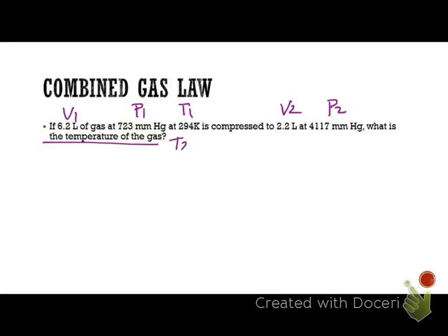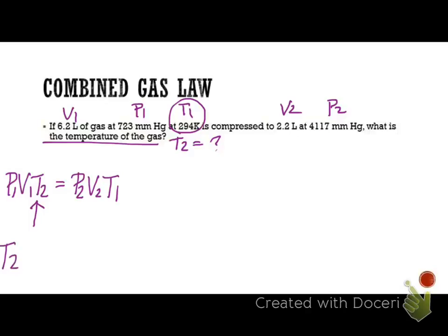So we're going to be looking for T2, okay? We don't need to convert Kelvin because it's already in there, okay? So again, P1 V1 T2 equals P2 V2 T1. So this time we're solving for T2. So when T2 is isolated, it's going to be P2 V2 times T1 over P1 V1.